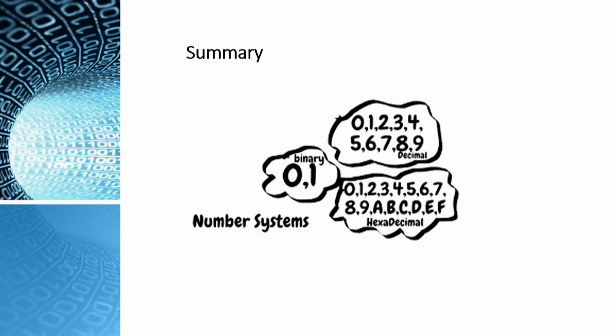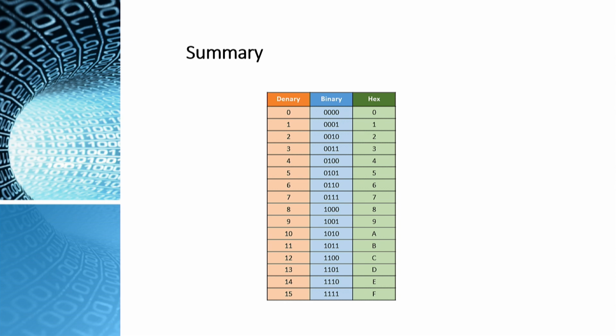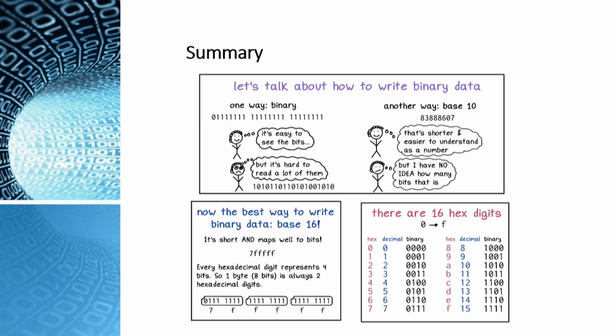In today's lesson, we learned 3 different number systems, namely binary, denary or decimal, and hexadecimal. We saw that digits from one number system can be converted to another number system. We also appreciated the differences between the number systems.